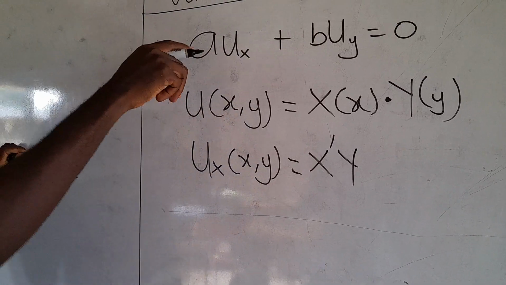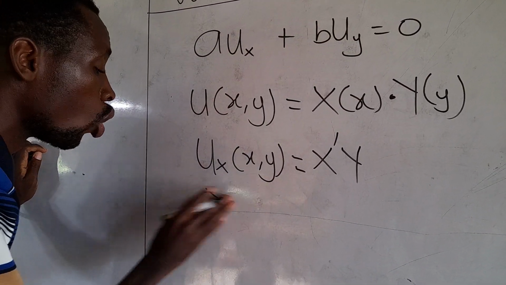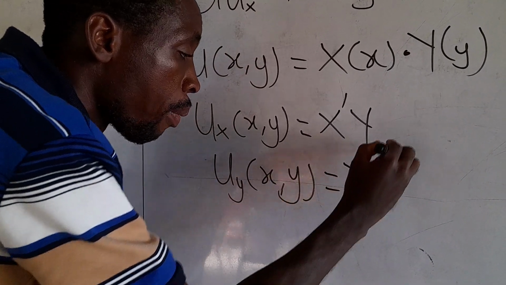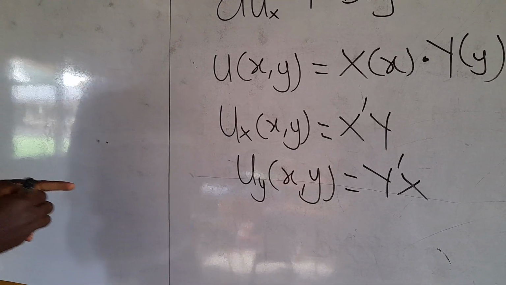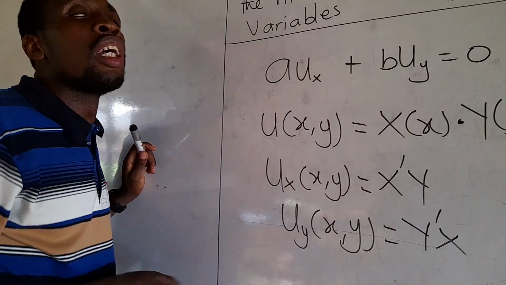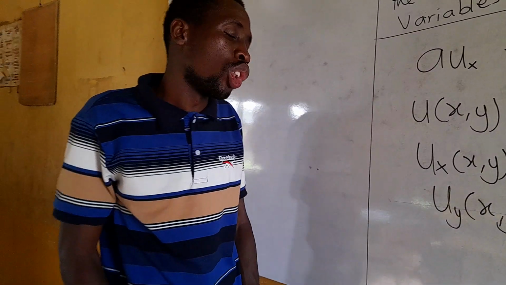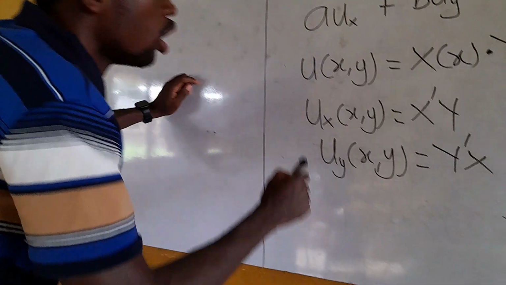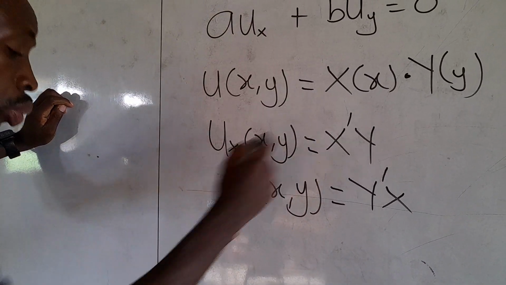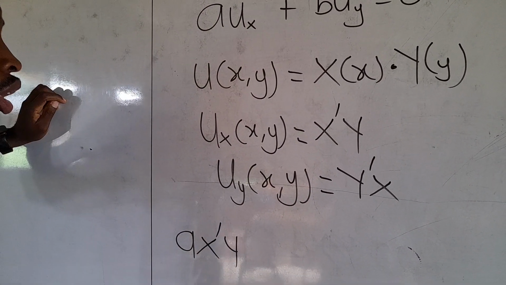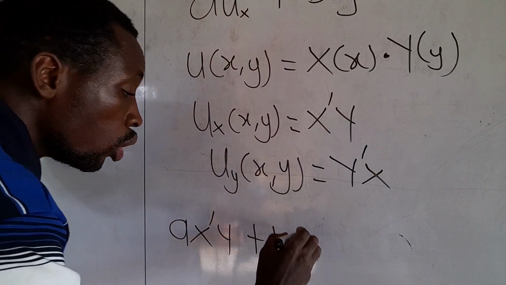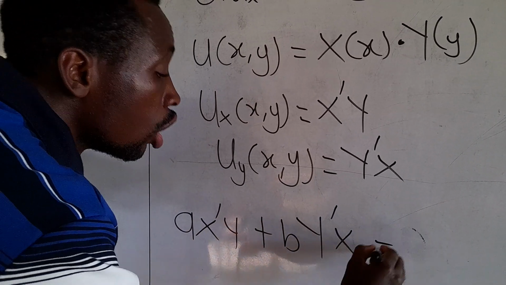Then we find the partial differentiation of u with respect to y. So our x will be kept constant. So we say Y prime X. You substitute this into your partial differential equation. Then it will become a separable ordinary differential equation. Then it's solved. Now let's substitute and see. So we have a, in place of partial differentiation of u with respect to x, we put X prime Y, then plus b, in place of partial differentiation of u with respect to y, we put Y prime X, equal to 0.